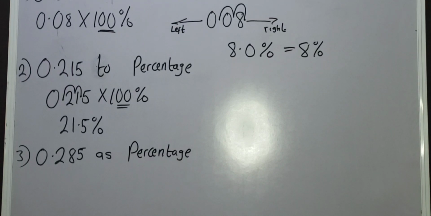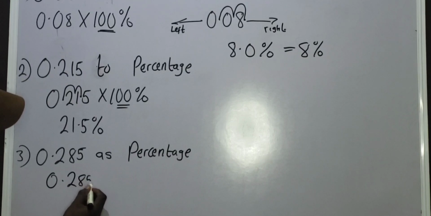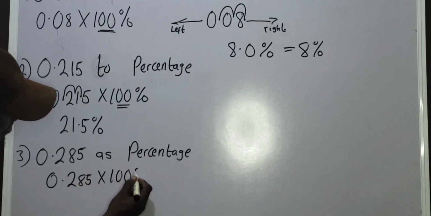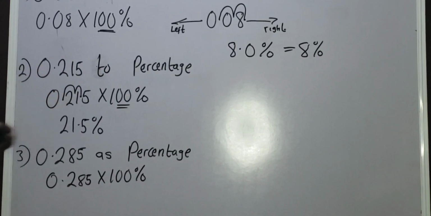We convert a number from decimal to percentage by multiplying that decimal number by 100. You understand? We are going to multiply it by 100%. So for this, I'm going to have 0.285 multiplied by 100%. You understand? So you can do this without using a calculator. Just follow the simple step.